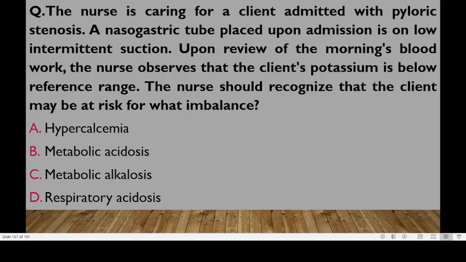The nurse is caring for a client admitted with pyloric stenosis. A nasogastric tube is placed upon admission and is on low intermittent suctioning. Upon reviewing the client's morning blood work, the nurse observes that the client's potassium is below the reference range. The nurse should recognize that the client may be at risk of what imbalance?